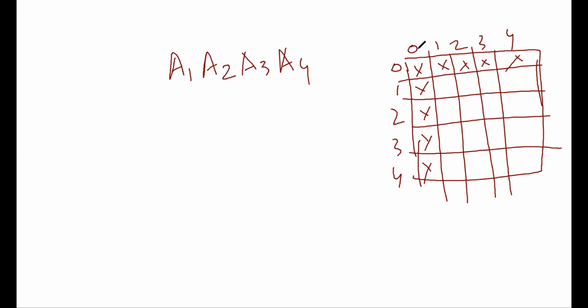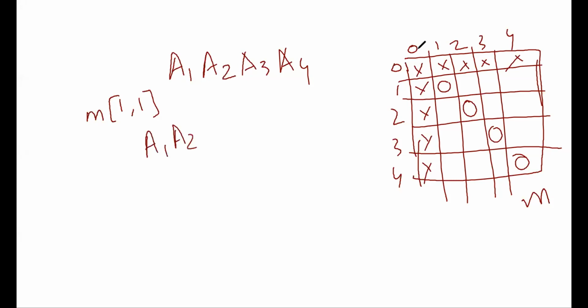So, chain of length 1. M11. This is your M. M11 means just A1 multiplying, that is 0. Similarly, M22 will be 0. M33 will be 0. M44 will be 0. Right? So for chain of length 1, we have done the calculations and we have put them there.